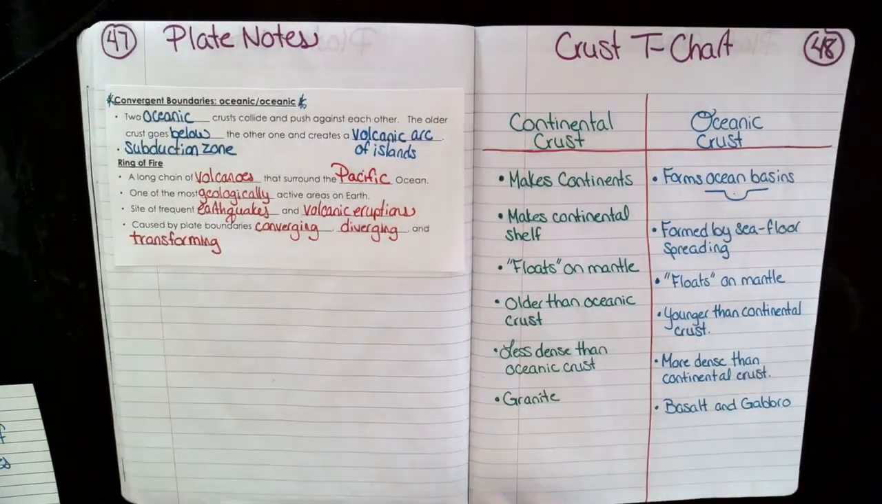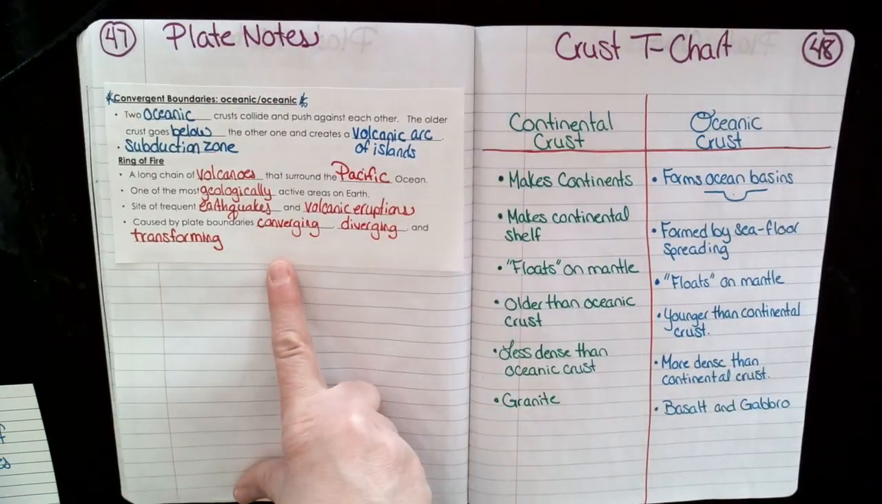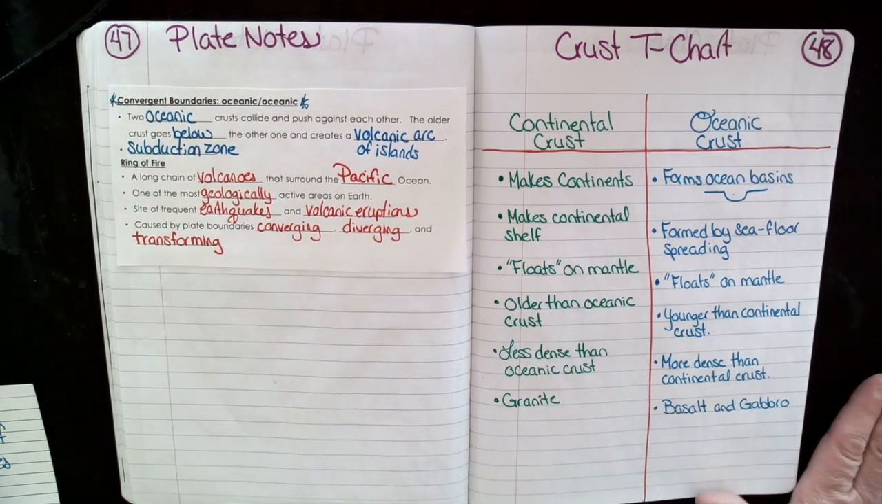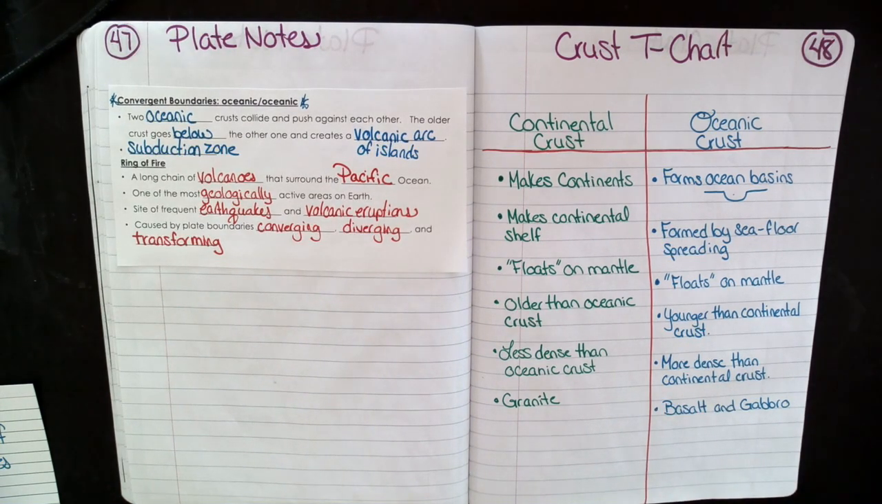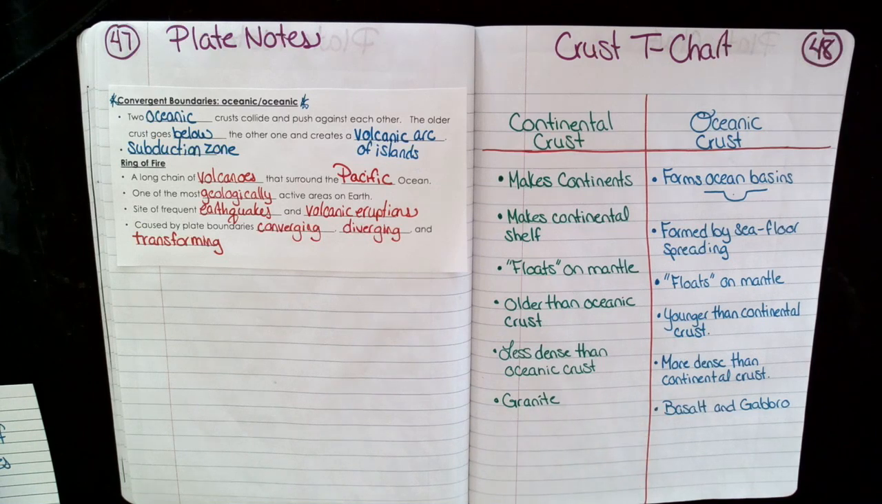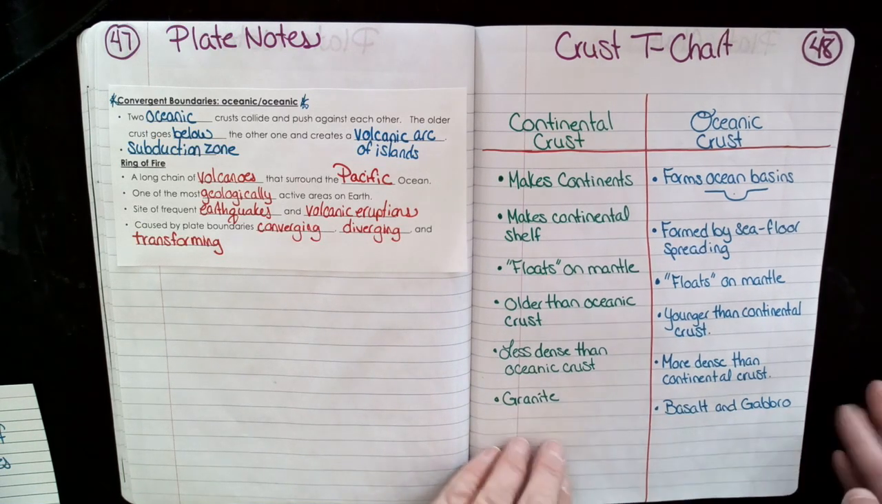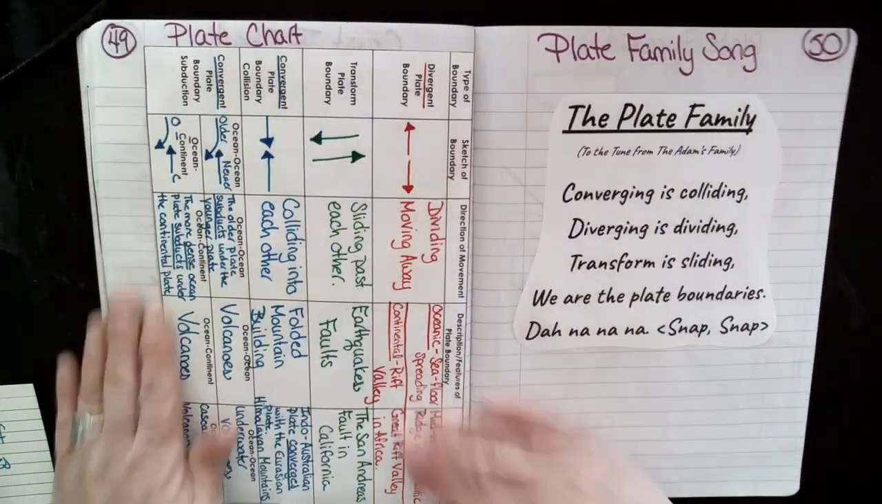47, we finished yesterday. Okay, we did Ring of Fire and red just because fire, right? This is our crusty chart. Make sure you've got that all filled out. I know that these questions will show up in the lab, especially that last part about the rocks.